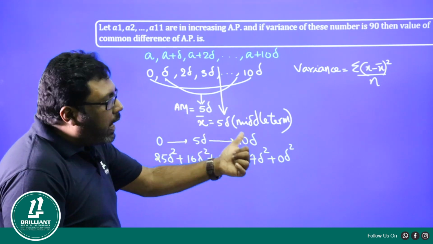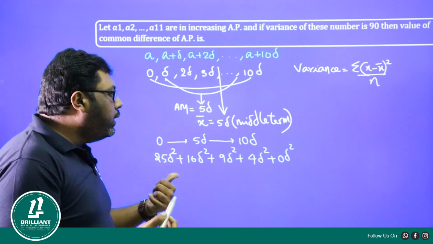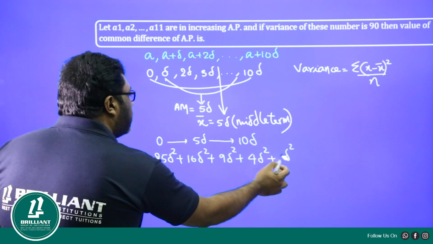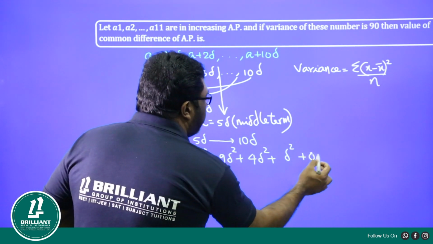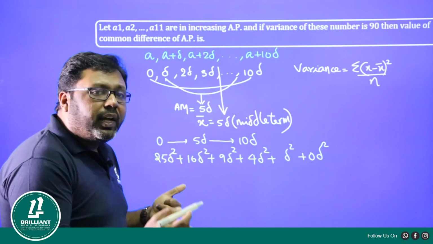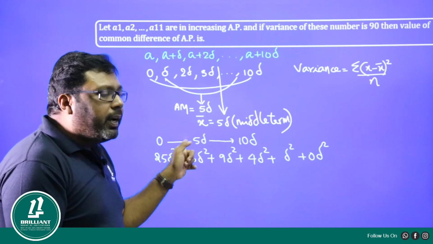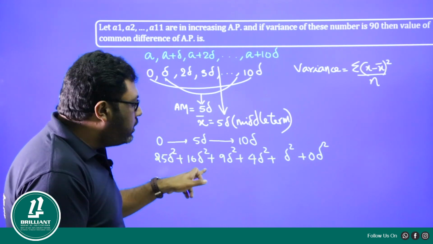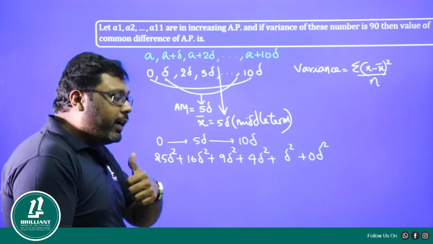Then what happens after 5D? 6D minus 5D is 1D. Oh, we forgot one term, and that is 1D squared, then 4D squared, then D squared, and then 0D squared. Now what happens to 6D? 6D minus 5D is 1D, and 1D squared is again 1D squared. Then 7D minus 5D is 2D, which is again 4D squared, then 9D squared, 16D squared, and 10D minus 5D is 5D, whose whole squared is 25D squared.